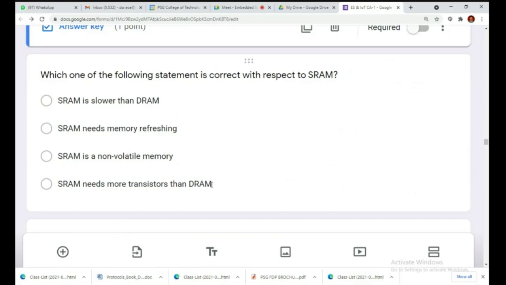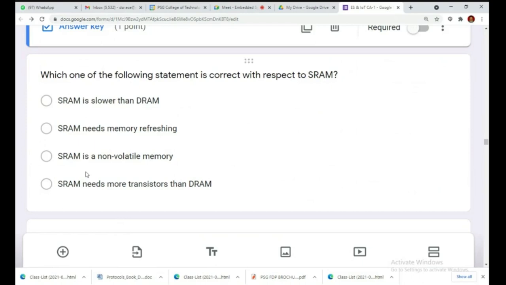SRAM needs more transistors than DRAM. That is correct. Okay. So all the random access memory inside the microcontrollers are SRAMs. Even the 8051 contains data memory. That data memory is also static RAM. Even the LPC2148 microcontroller has a data memory that is SRAM. Because if you have a DRAM, as in our PC or our laptop, we need a memory refreshing circuit. So that refreshing is not necessary inside the microcontroller. It is impractical to have the refreshing circuit in the microcontroller. Hence, all the random access memory inside the microcontrollers are static RAMs.